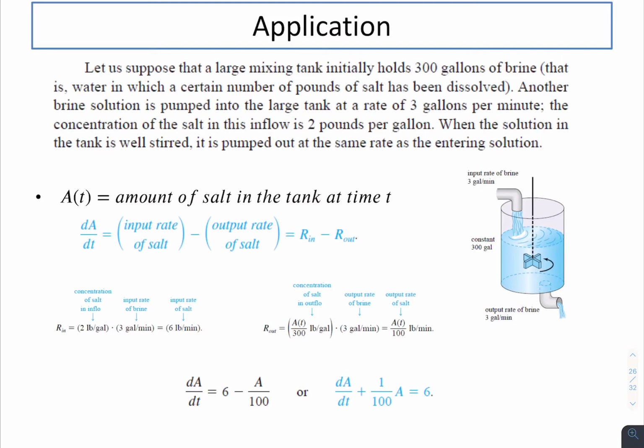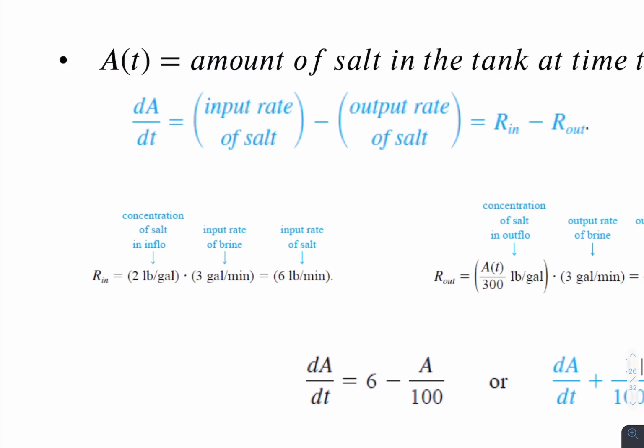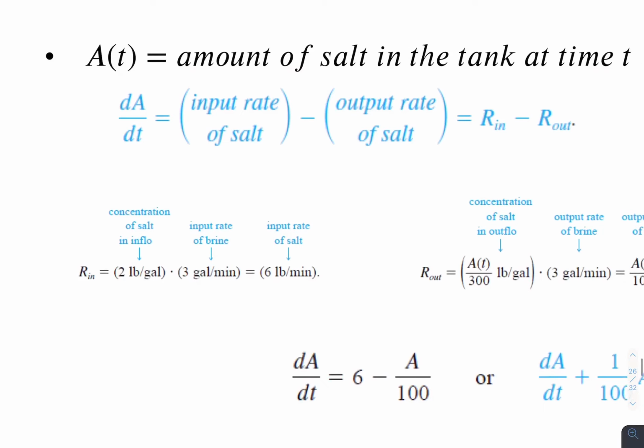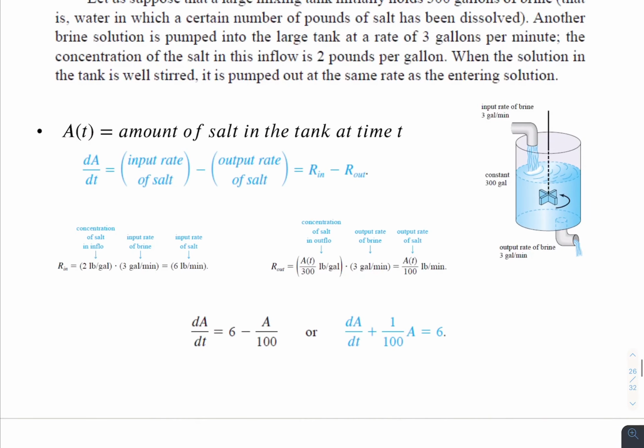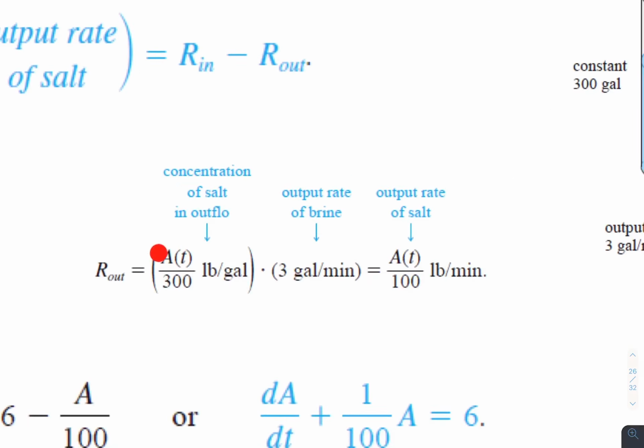What is the input rate? It's getting 3 gallons per minute, and every gallon has 2 pounds. So it's 2 pounds per gallon times 3 gallons per minute. That's 6 pounds per minute as an input rate of salt. How much is leaving? Whatever amount of salt per gallon is there is going out at 3 gallons per minute. So that is going to be the amount of salt in the tank at any given time t, divided by 300, times 3 gallons per minute, which is how much is leaving.